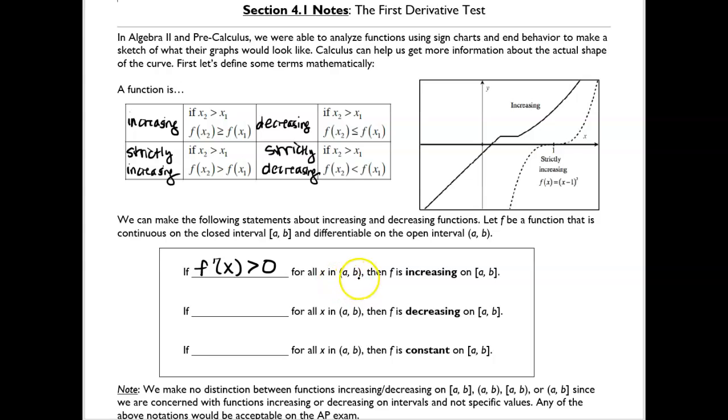So you'll notice we'll check to see if it's greater than 0 on an open interval, and then we can include the endpoints there. Same idea, if our derivative is negative for all x in the open interval a to b, then f is decreasing on the closed interval a to b. And lastly, if f prime of x is equal to 0, then f is constant on that interval. And so you'll see sometimes some answers will have closed intervals there, like in this definition. Sometimes they'll be open intervals or one side or the other. And so any of those answers will be acceptable on the AP exam and on Delta Math.